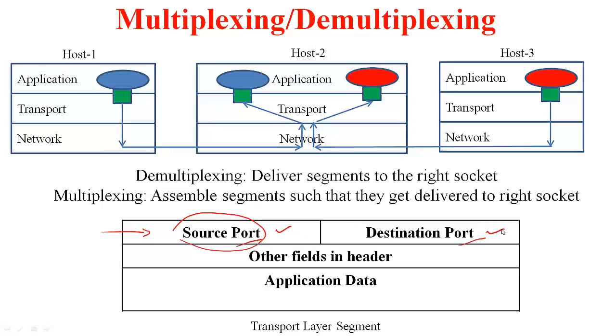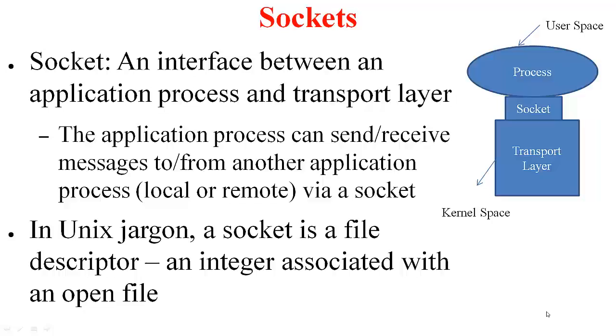So to understand how multiplexing, demultiplexing works, it is useful to know how a process interacts with the transport layer. This interaction is via what is called a socket. In Unix, one can view a socket as a file descriptor. Just like when you open a file, you get an integer associated with opening the file, when you open a socket, you get a descriptor corresponding to that particular socket.